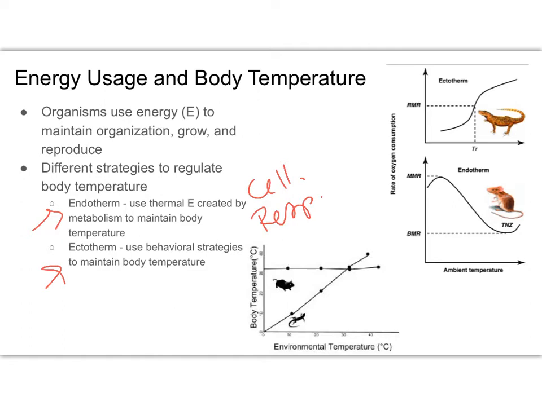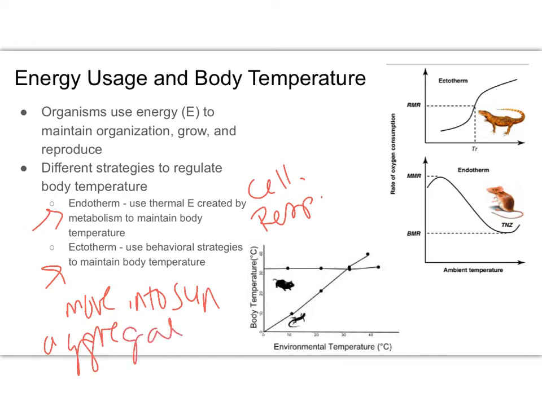Where an ectotherm, remember, endo is inside, ecto is outside, can't do that. They don't have efficient inner mechanisms, so they use behavioral strategies and the environment to help maintain body temperature. They do things like move into the sun if they're too cold, or move out of the sun if they're too warm. Okay? They aggregate together, meaning they group or clump together so that they can help warm each other up.